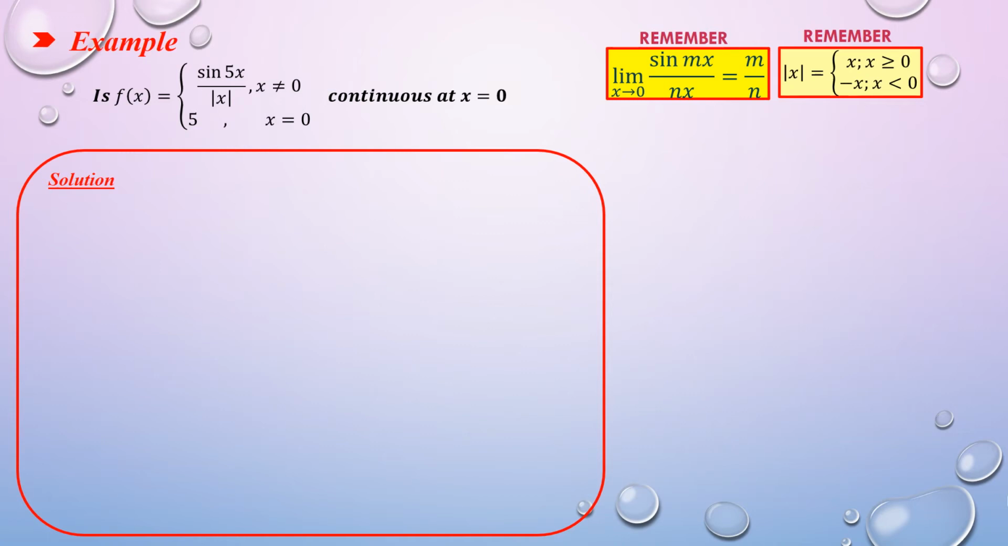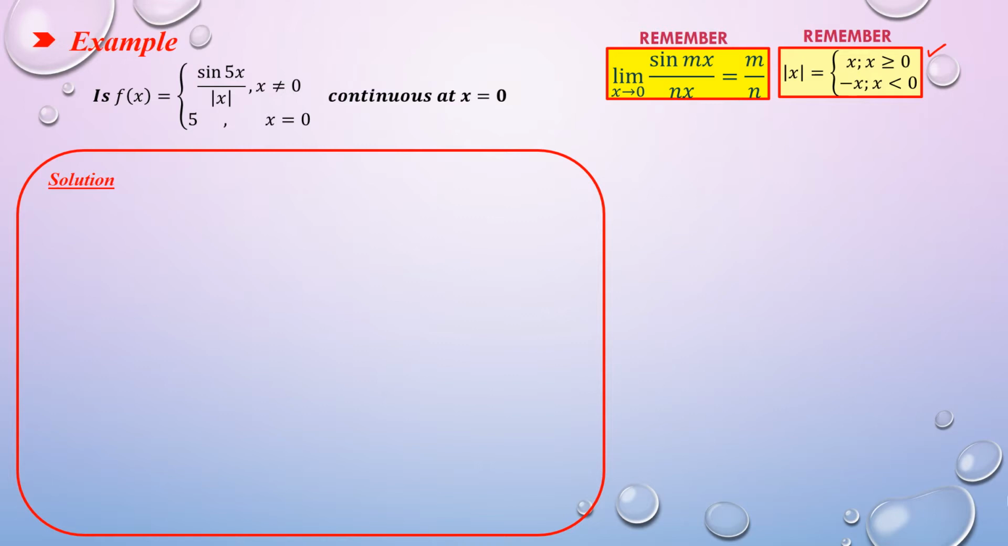Hi everyone, in this video you have to check if the function f of x given is continuous at x equals 0. But pay attention that f of x has an absolute value function, so you have to rewrite the absolute value function without the notation of the absolute value. And as you know, absolute value of x equals x on the interval greater than or equal to 0 and negative x on the interval less than 0.